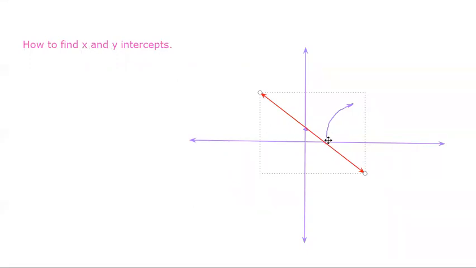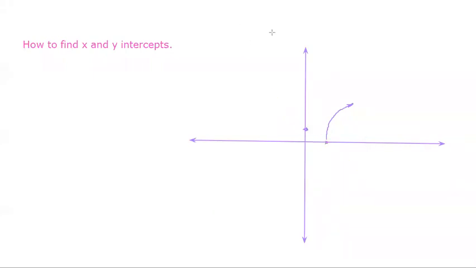X-intercept is where the line passes through the x-axis. And the y-intercept is where the line passes through the y-axis. So that's the concept on the intercepts. Now, I'll show you how to find them. Paano ba yan hanapin given ang equation.